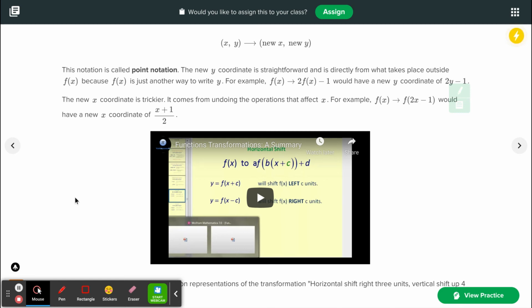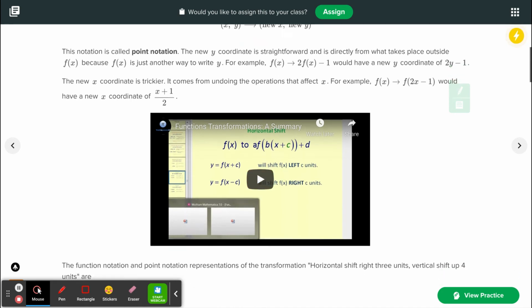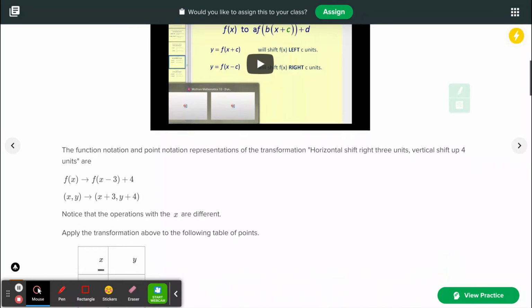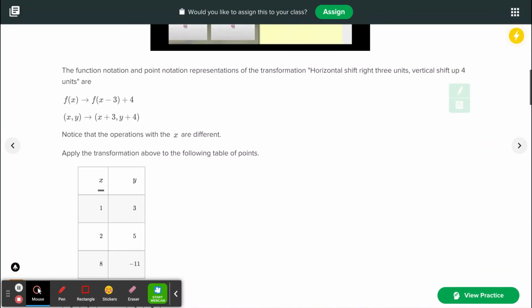Again, there's a nice additional video that you can take a look at that will further explain function notation and what we do for transformations in that way. There are some examples here.